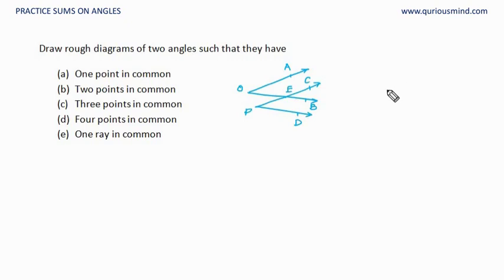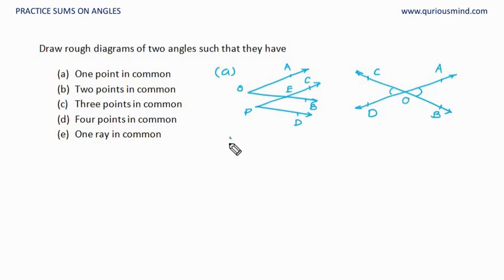I can do this other way also. If I draw 2 intersecting lines, they make actually 4 angles. So let's say this is A, this is B. Now in this case also, if I talk about angle AOB and angle COD, these 2 angles, then the only common point is O, which is the vertex. So there are 2 ways I can represent this.